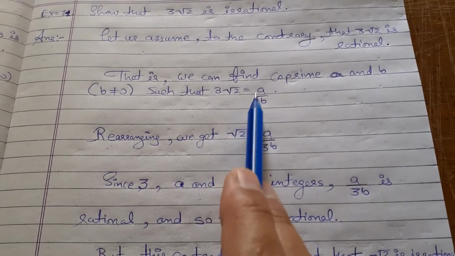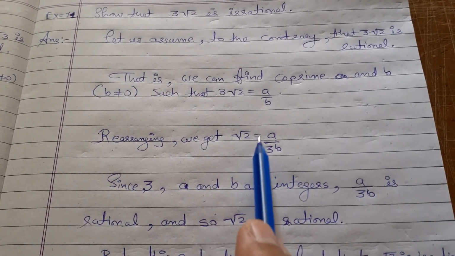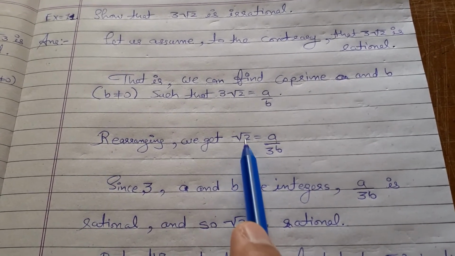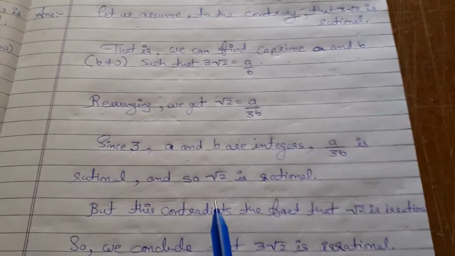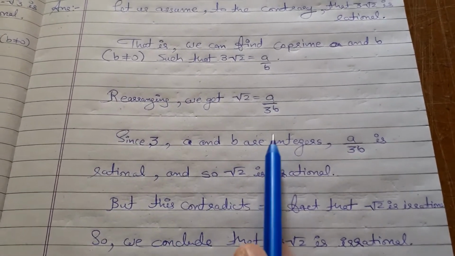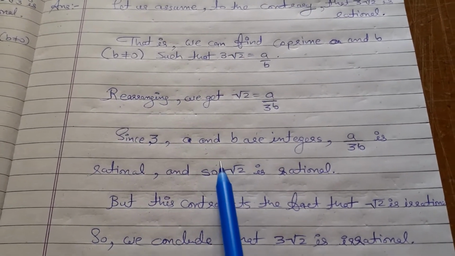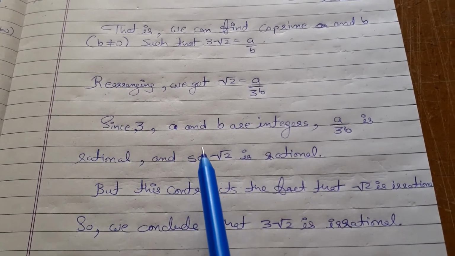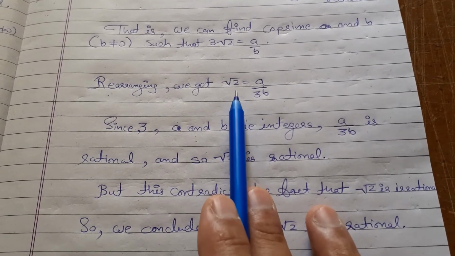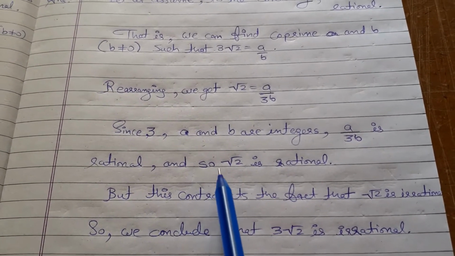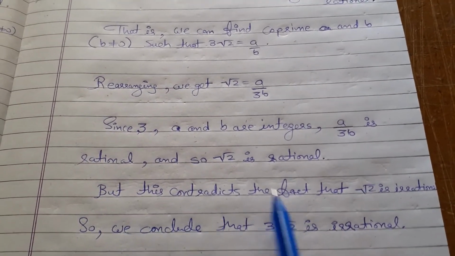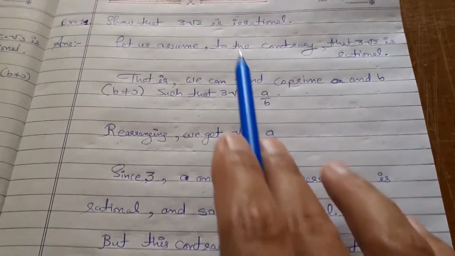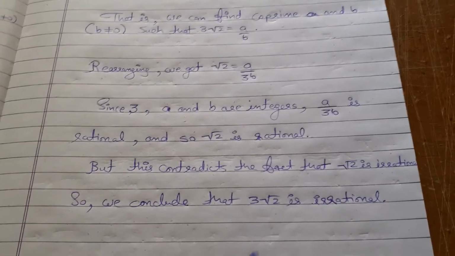Here the equal sign is there. If a upon 3b is rational, then root 2 is also rational. But we have already proved that the root of any prime number is an irrational number. In example number 9, we have seen the example of root 3. So root 2 is also irrational. So this is a contradiction, that root 2 is irrational. So 3 root 2 is also an irrational number.